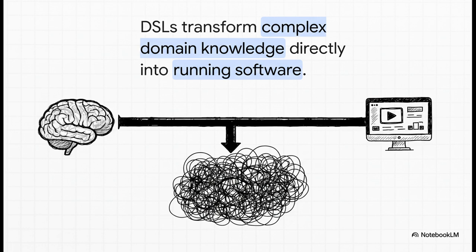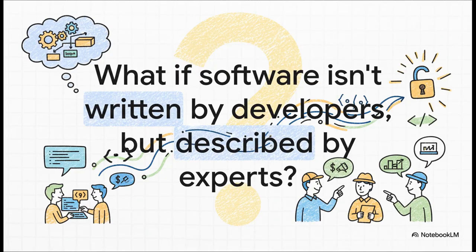When you get right down to it, this is the real magic of a well-designed DSL. It creates a direct pipeline from the expert's brain straight into a working piece of software, cutting out all the complexity and confusion of the old way of doing things. And that leaves us with a pretty fascinating question to think about. What if the future of software isn't so much about writing code, but about describing systems? By empowering experts to define logic in their own language, we're fundamentally changing who gets to create software. What kind of new possibilities open up when the people who truly understand the problem are the ones building the solution?